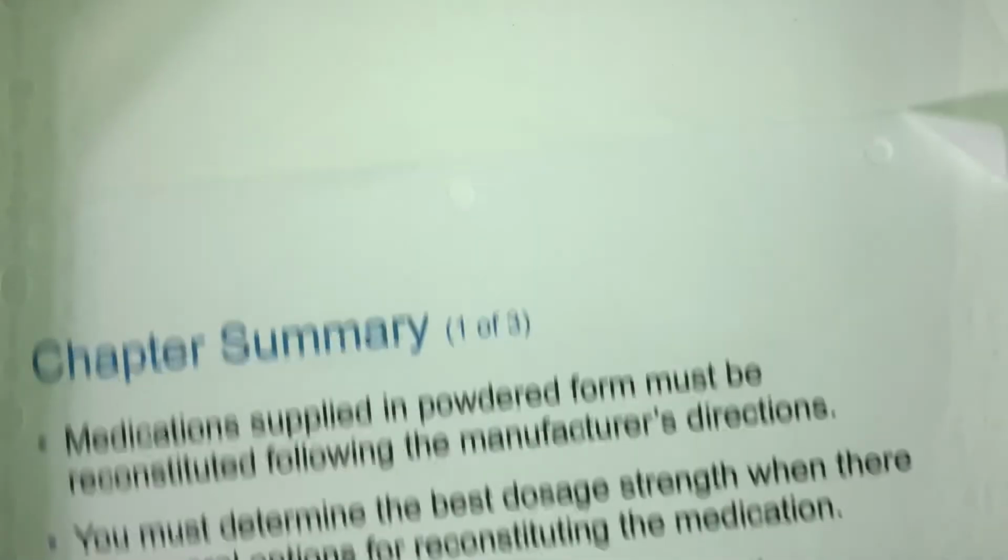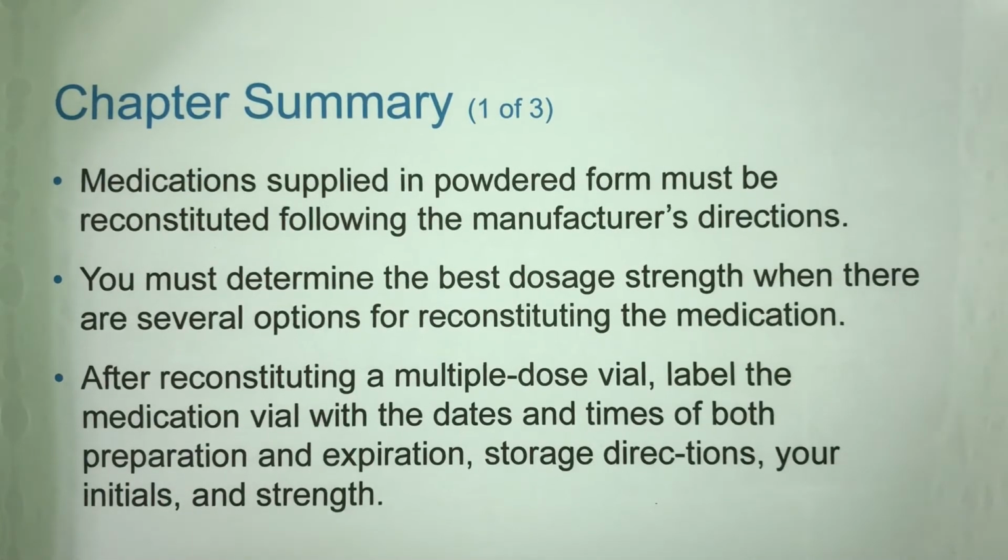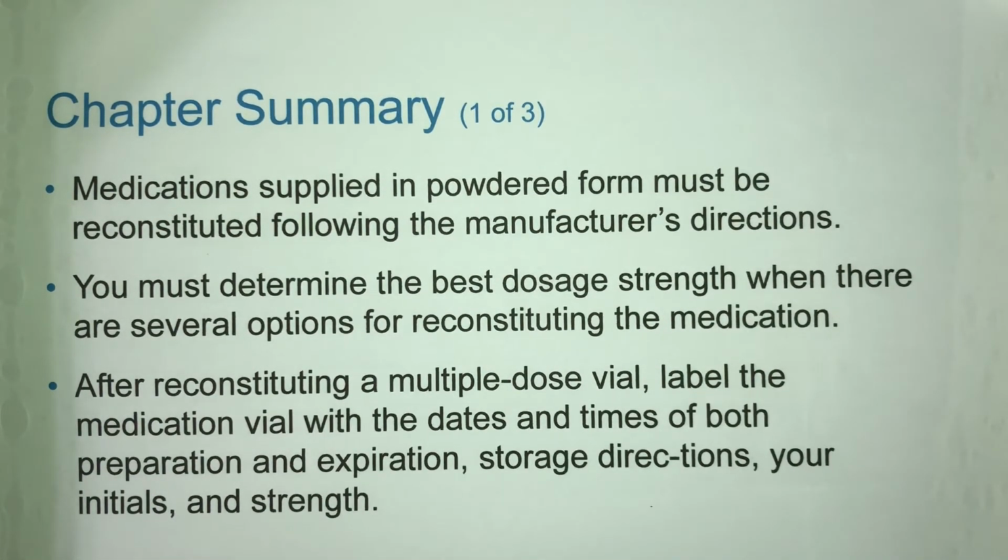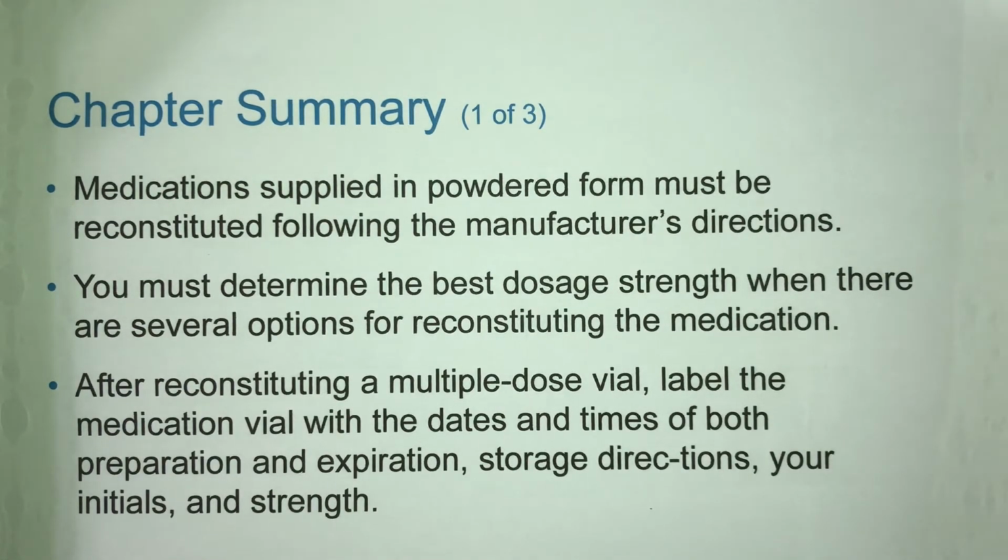So what have we done in this chapter? We've learned that medications supplied in powdered form must be reconstituted following the manufacturer's directions. You must determine the best dosage strength when there are several options for reconstituting the medication. Just like when you pick the correct syringe, you want to pick the dosage that is going to be easiest to get the measurement exactly right. The other things you might consider is how often a drug is used and how long its shelf life is after it's been mixed. You don't want to be throwing away any more than you need to. So those are things to consider.